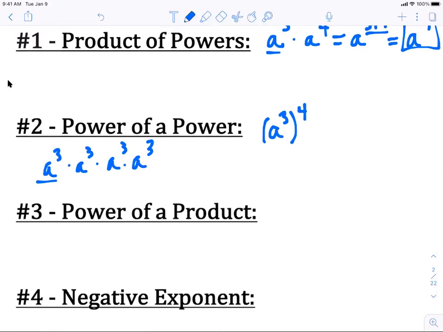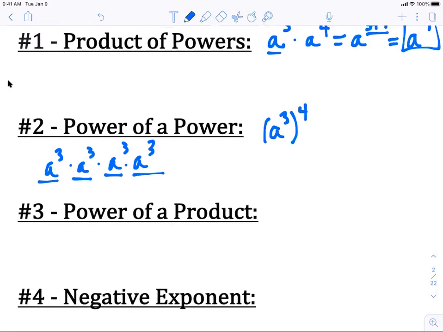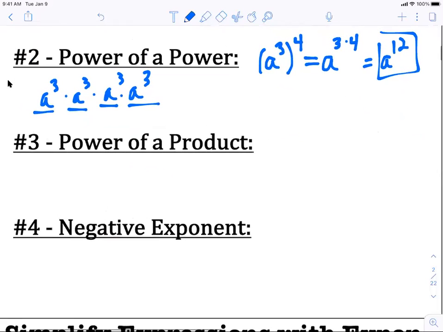If I have 3 a's here times 3 more here times 3 more here times 3 more here, technically we have a total of 12 a's. So the shortcut in terms of power to a power means we take the exponents and we multiply them together, and this would become a to the 12th. Okay. Now, it is possible, power of a product. It is possible to be raising multiple things to a different power.